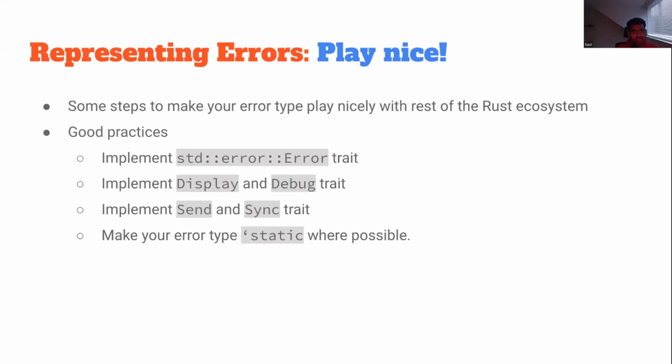In addition to just creating the error type, like copy error, we may also have to implement a few traits and make sure we have a static lifetime whenever possible. And now we'll see why this matters and why it is important to make sure your error, in this case copy error, plays nicely with the rest of the ecosystem, right?